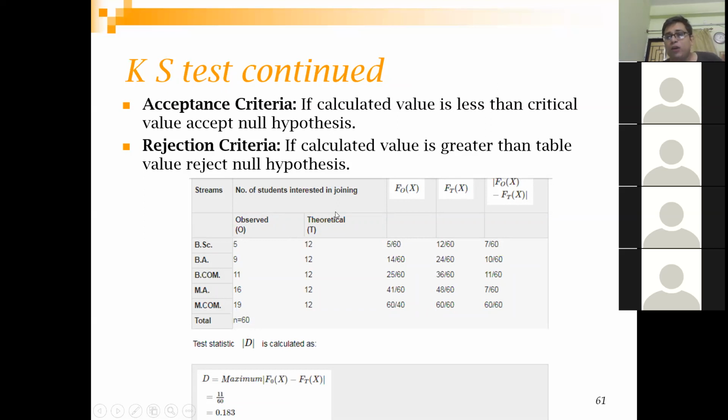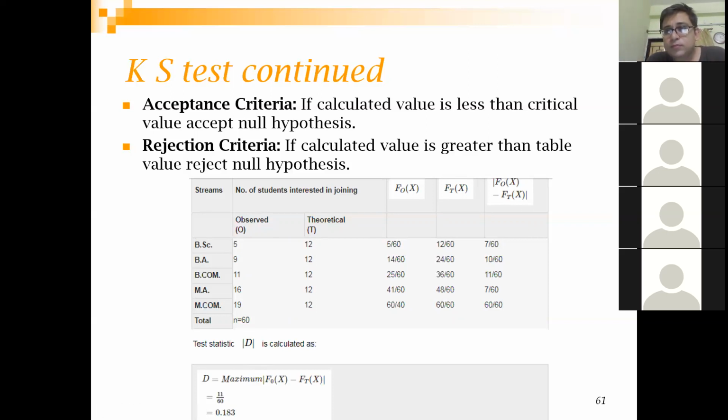Now, if you assume a theoretical uniform distribution, then you assume that all streams are equally probable. As you have a total of 60 students, and it follows a uniform distribution, that means in every stream 12 students will be there. So first you calculate your FO(x), the observed. This is 5 by 60, because there are 60 observations. Now, if you take cumulative, yes, Devdeep.